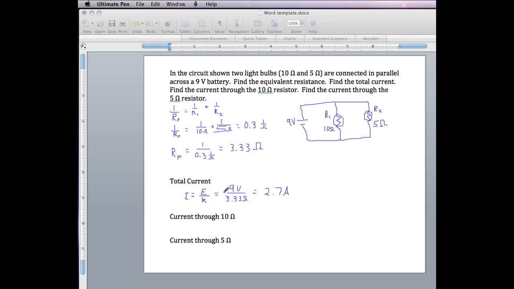So the current through the 10 ohm resistor, again, uses the formula E over R, but we have to know which R to use. The E for the 10 ohm resistor is again the 9 volts of the battery. And here we're talking about only the 10 ohm resistor, so we use 10 ohms for the resistance. When you divide that, you get 0.9 amps.